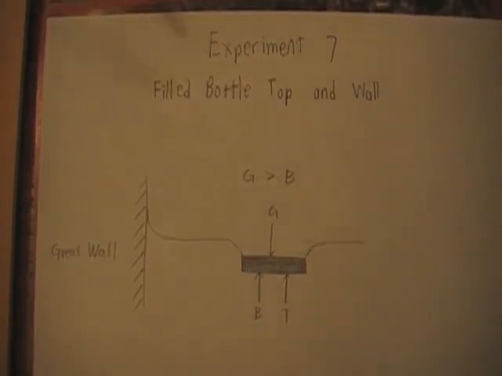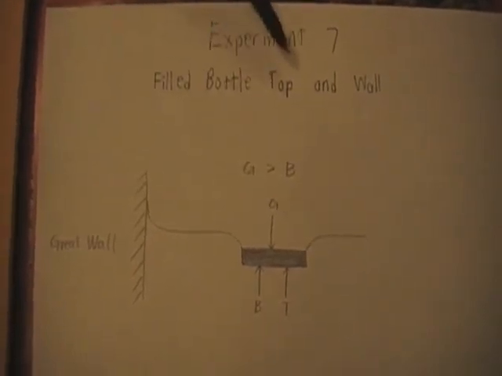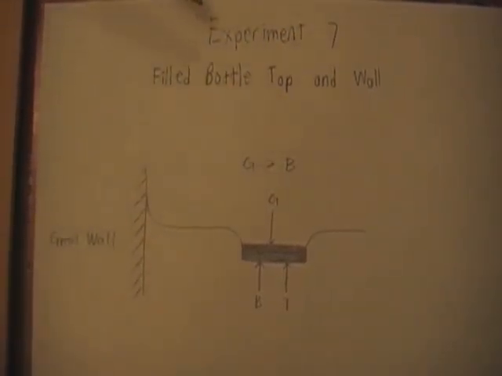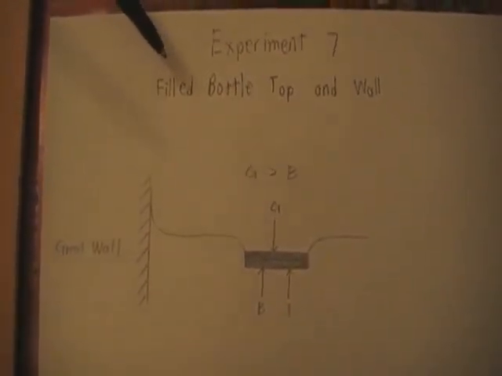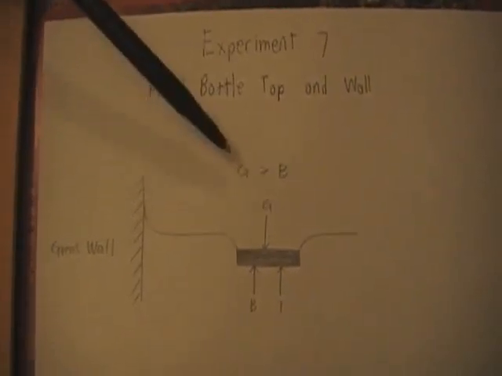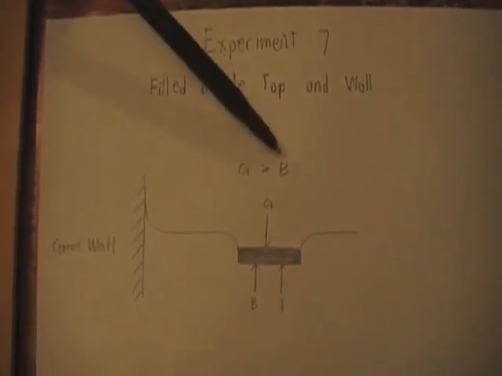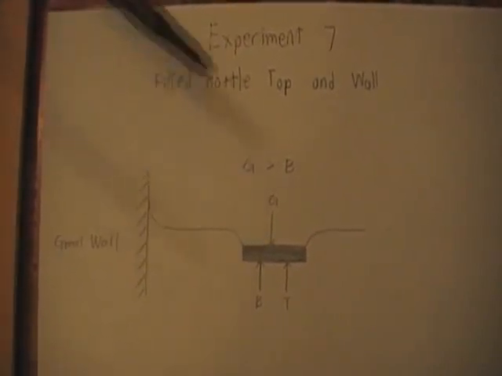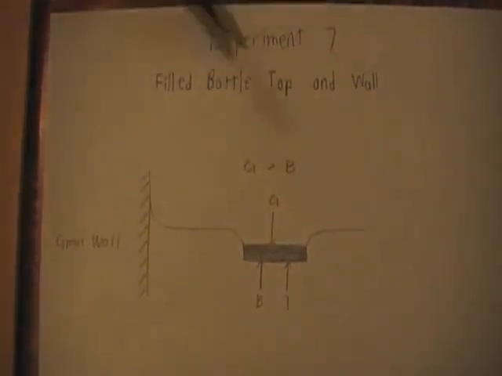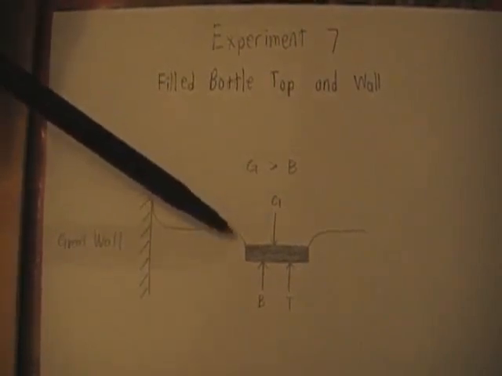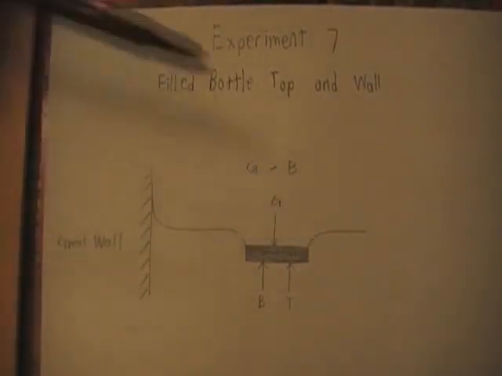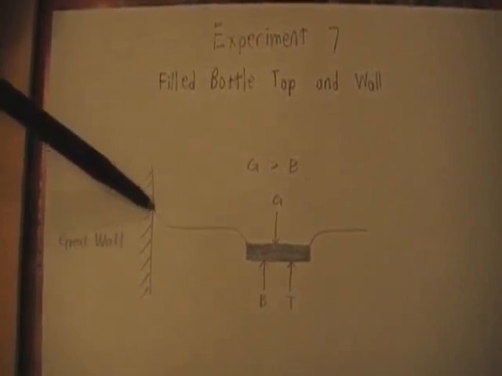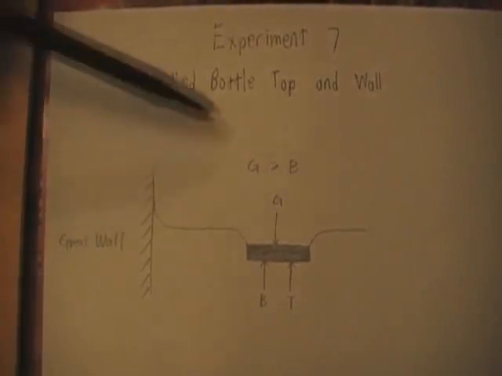We have a filled bottle top, and we're going to see how it interacts with the wall. It's similar to experiment 1, except that now the bottle top is filled, so the gravitational force is greater than the buoyancy force, and it's floating only because of surface tension. As before, the water curves down around the bottle top, and it curves up towards the wall.